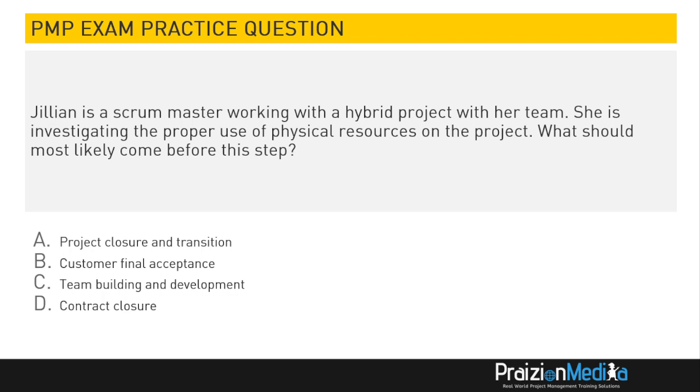Jillian is a scrum master working with a hybrid project with a team. She's investigating the proper use of physical resources on the project. What should most likely come before this step? Give it some time. All right. 3, 2, and 1. Okay. So if she's investigating the proper use of physical resources, that's control resources.